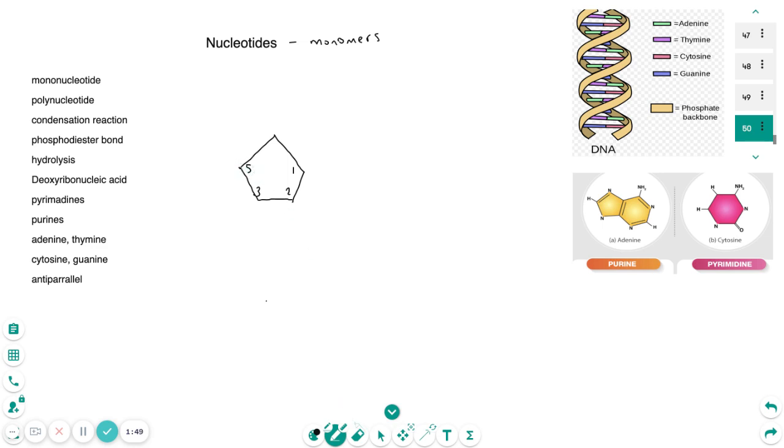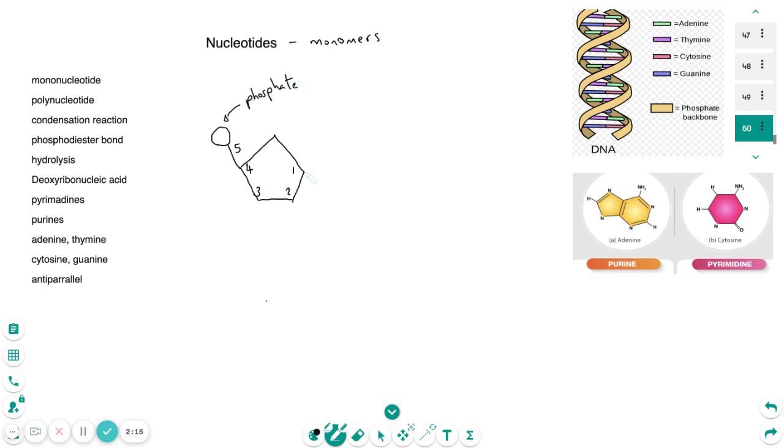I should say 4. There's our 4. And then carbon 5 is up here. So that's the first part. It's the pentose sugar. And then it's got a phosphate group connected to carbon 5. There's our phosphate.